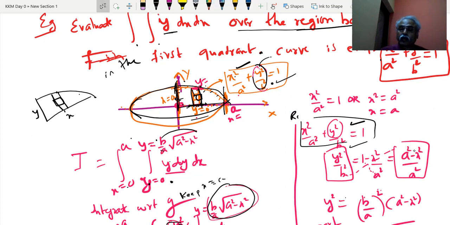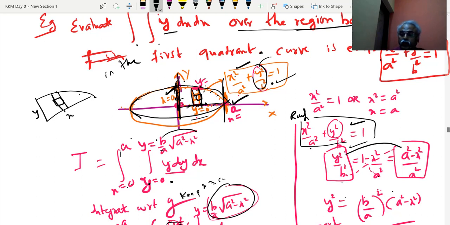In the rough column, if I do it, first transfer x square by a square to that side, y square by b square equal to, you will get y equal to square root of that. So y equal to b by a into square root of a square minus x square. Whenever this strip is moving from the leftmost limit to the rightmost limit, leftmost limit is x equal to 0, rightmost limit is x equal to a. Limits are done, last limit is constant, no problem.